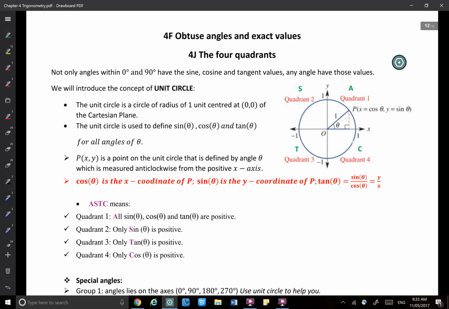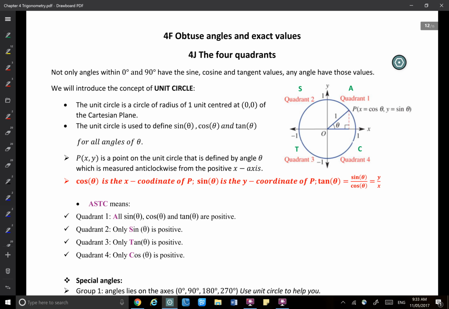This is an extension of sine, cosine, and tangent values. Before, we talked about sine, cosine, and tangent in a right angle triangle, where there is a 90-degree angle. We think about sine 30 degrees, sine 45 degrees, and the cosine and tangent of those values. So all the angles we were talking about are less than 90 degrees.